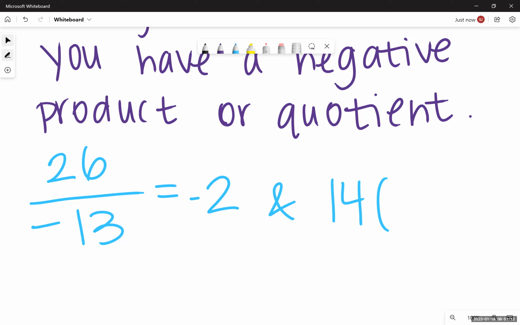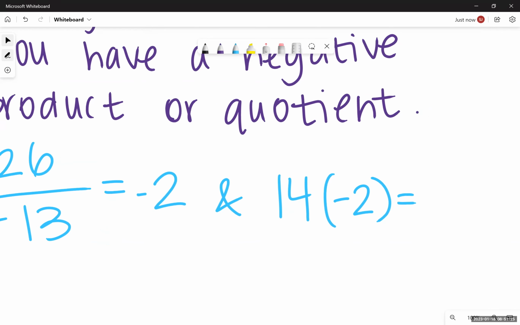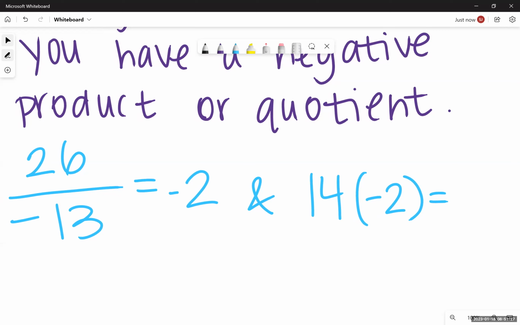Okay. Now say we do 14 times a negative 2. If we're doing multiplication or division, it doesn't matter. Do that math with your numbers first and then pay attention to your signs. Here, 14, I totally ran out of room, y'all. 14 times 2 is 28. Signs are different, so it's a negative 28.